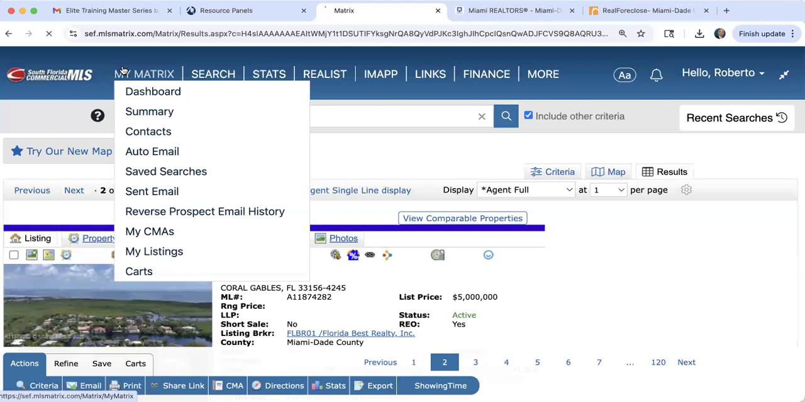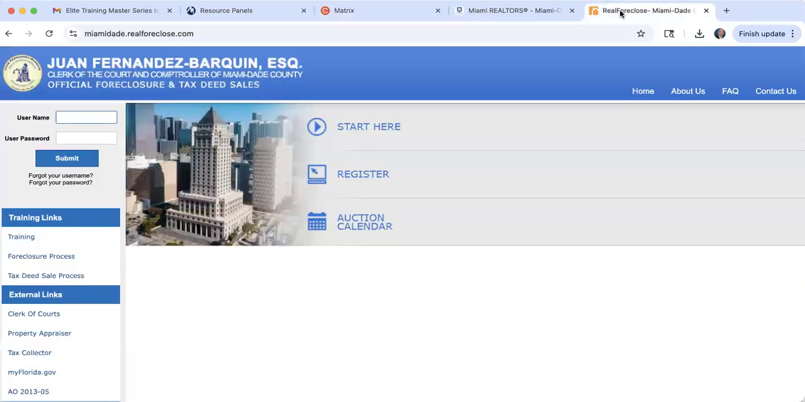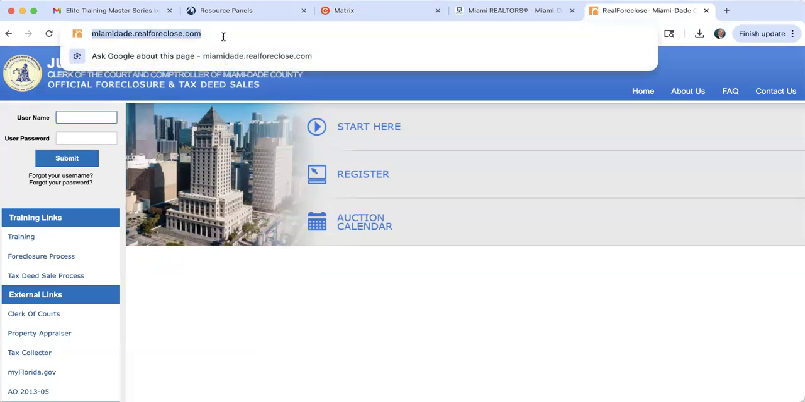Now, how else can we help our clients find foreclosures that are worth purchasing and flipping for a profit? Well, you can go to the Miami-Dade County or Broward County or Palm Beach County foreclosure site. So in Miami-Dade County, it's miamidade.realforeclose.com.